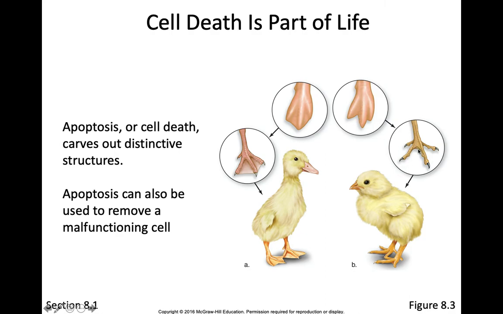It kind of works the same way in us. It carves out the webbing in between the toes of this little chicken here. Whereas it's very closely related species, the duck has those webbing still remaining. And that works the same way in people. Why some people have more webbing than others, kind of thing. Apoptosis can also be used to remove cells that are broken. If your body realizes that a cell is broken, it can program it. It can instruct it to remove itself so it doesn't cause any more damage, kind of thing.